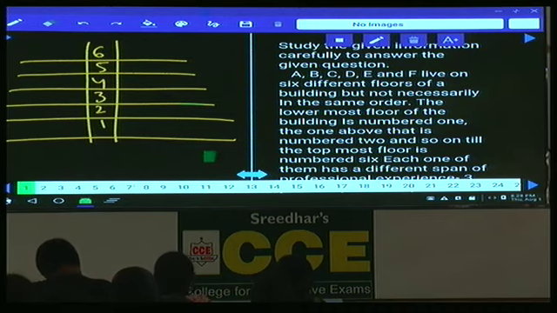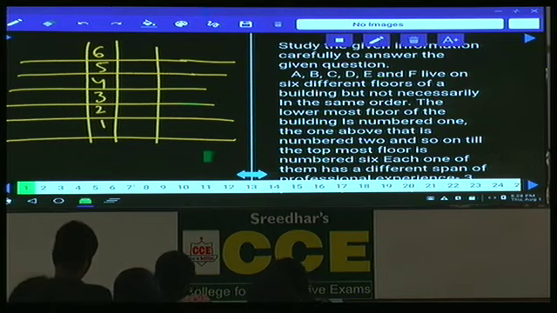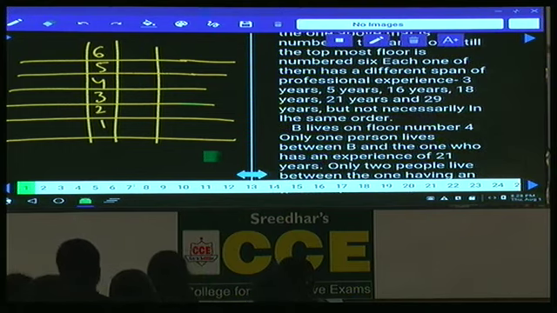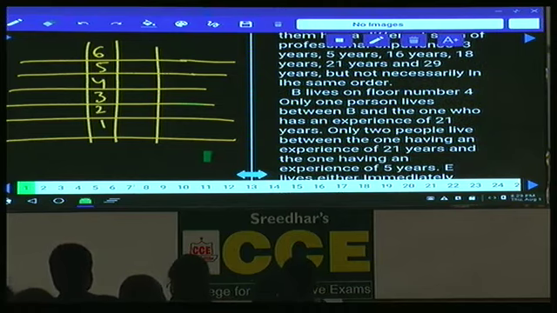and their ages were also clearly given. One more parameter has been added to this one. One is the person and the other one is the age. And the lowermost floor of the building is number 1, the one above that is number 2, and so on till the topmost floor is number 6.